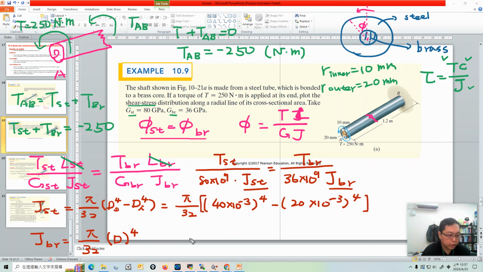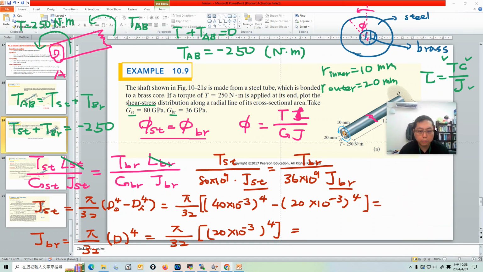Okay, so I think this needs some calculation. Yeah, it really needs some calculation. The inner radius is 20 times 10 to the power minus 3, 4. Okay, let's see what the number is. Let me check. Yeah, it's really okay for the steel. If you do the calculation correctly, I think the value is 2.355.